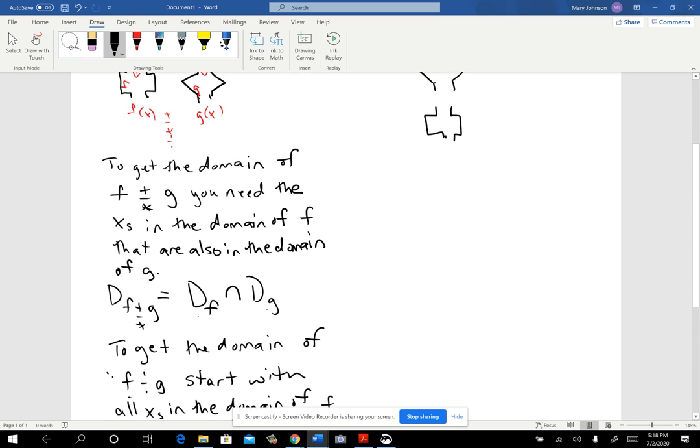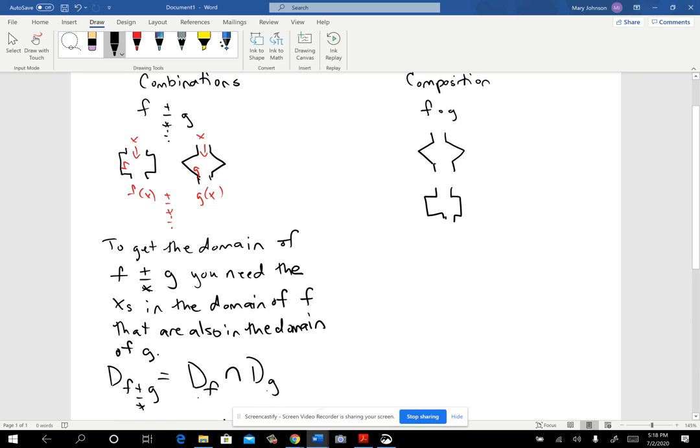Okay. All right. Now, let's go up here and let's think about the domain for composition of functions. So if we did f of g, composition of f with g, g would be first, f would be second. X would go in to only the g function. And then the output from g of x is what would go through the f function. And you would get your output there, okay?